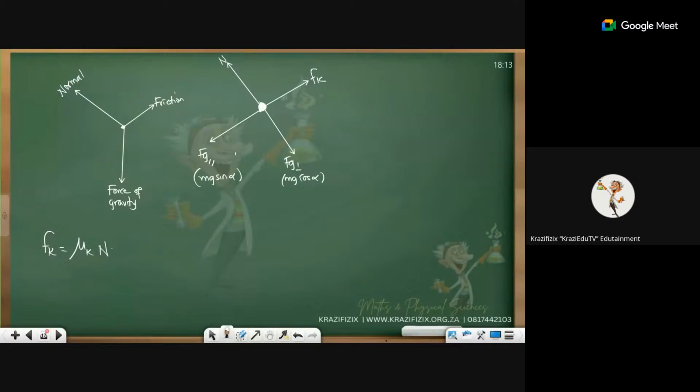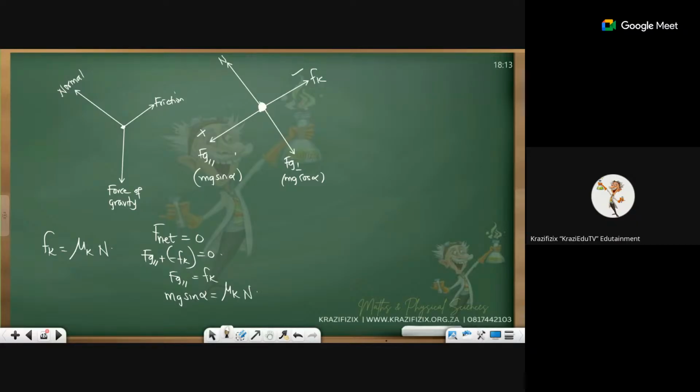All right. Because the object is moving at constant speed, we say F net equals 0. Okay, so let's go back there. F net is 0. Let's take the direction of motion as positive. So what do you have? FG parallel plus negative friction equals 0. Can I move that friction over there? What do I have? FG parallel equals friction. What is FG parallel? Mg sine, I like to use alpha. What is my friction? Mu k N.